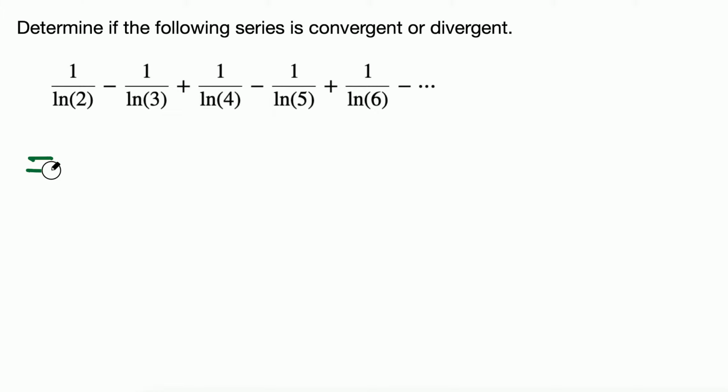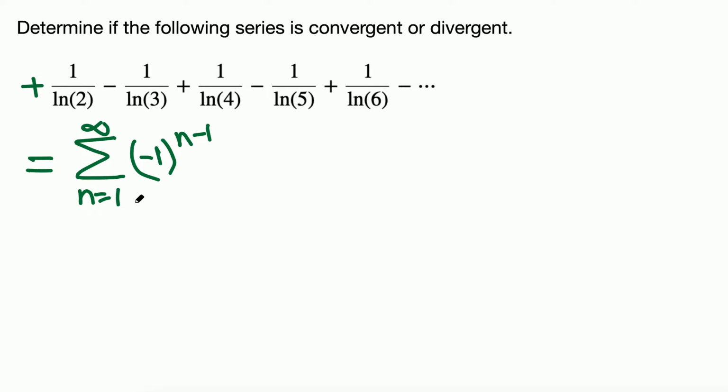So this one is the same as the sum, n from 1 through infinity, of, so to get plus minus, that is always negative 1. Okay, negative 1 raised to n minus 1. My bad. Because when n equals 1, this is negative 1 raised to 0, which is positive 1. When n equals 2, that's the second term, negative 1 raised to 2 minus 1, which is negative 1.